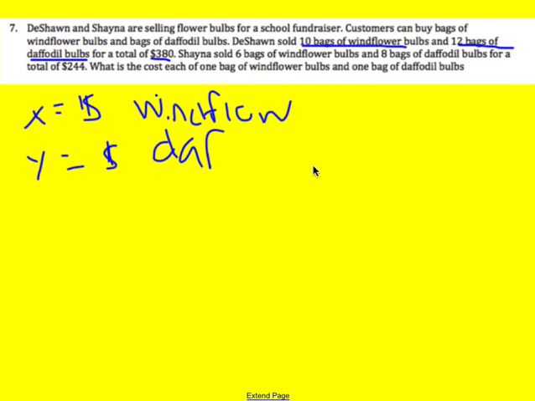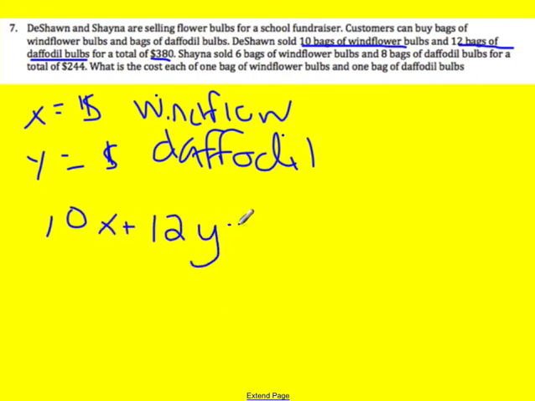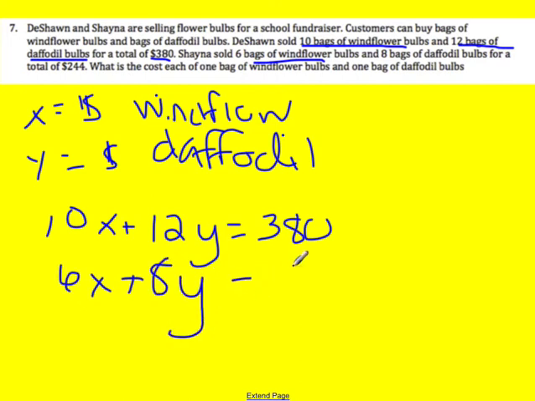So then let's go ahead and get this set up together. He did 10 bags of windflower at price X, and then he did 12 bags of daffodil bulbs at price Y, and that was $380. Taking a look at Shayna, she did 6 bags of windflower at price X and 8 bags of daffodil bulbs at price Y, and that was $244. So now we need to solve this, and I suggest solving it using elimination.